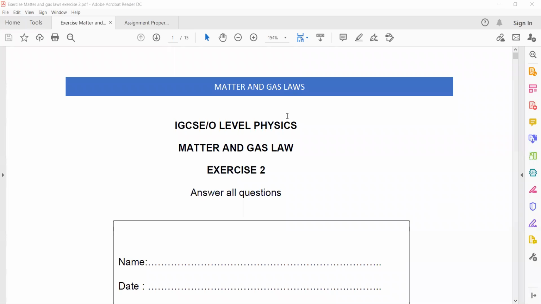First, doubts related to this exercise. This is our last week homework, Matter and gas law, exercise 2. If you have any doubt, just mention the question in which you have doubts. I will discuss that. Mention the question in which you have doubt from this exercise.